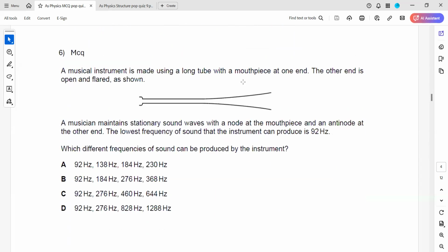Question 6. It's a musical instrument made from a long tube with a mouthpiece at one end and the other end open and flared, as shown. A musician maintains a stationary sound wave with a node at the mouthpiece. So a node is formed here. What kind of pipe is this? Is this an open pipe or a closed pipe? If a node is forming at the end, which pipe is this?